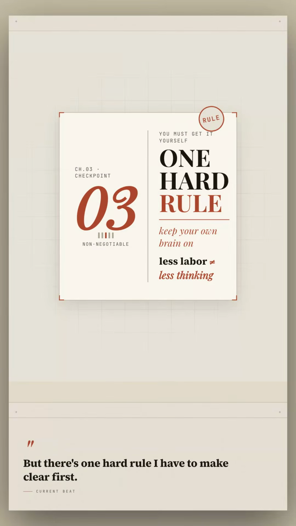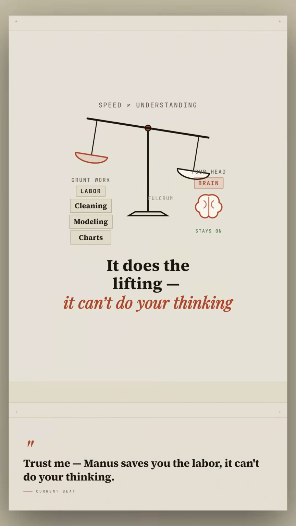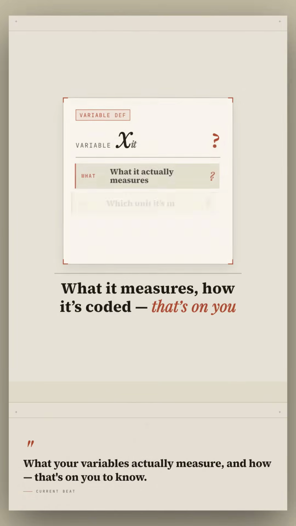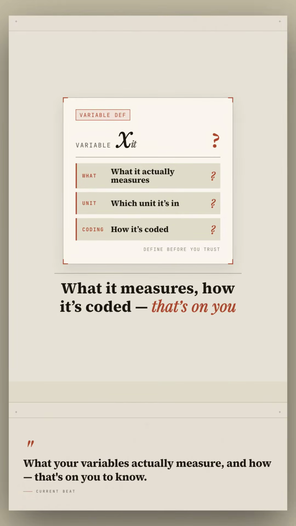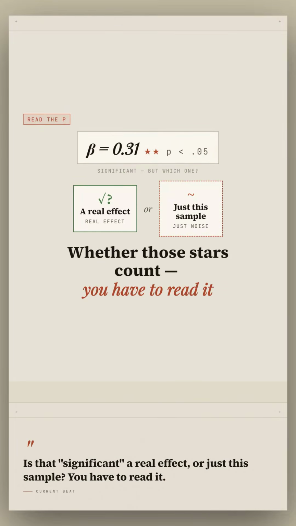But there's one hard rule I have to make clear first. Trust me, Manus saves you the labor. It can't do your thinking. What your variables actually measure and how, that's on you to know. How the sample was drawn, what you dropped, what's left. You own that. Is that significant a real effect or just this sample?